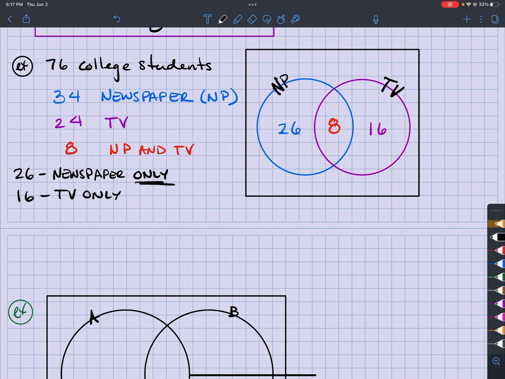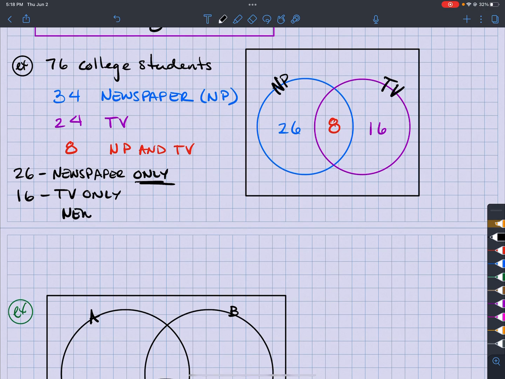Now, I want to know the number of people that do either one or the other. So it does the newspaper or TV. Well, that would be the people who do one, the other, or both. So you would add up all 3 numbers, which is the 26 plus the 8 plus the 16, and you'll get 50. Okay?